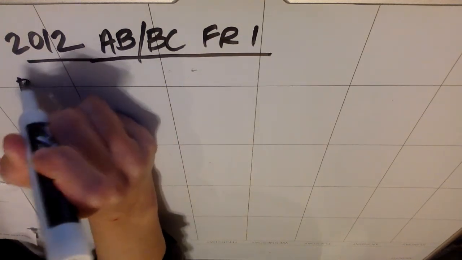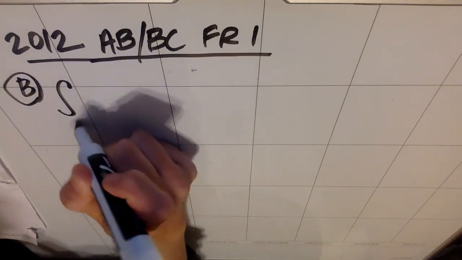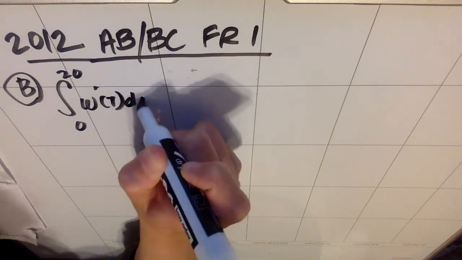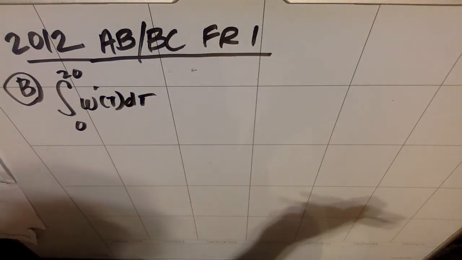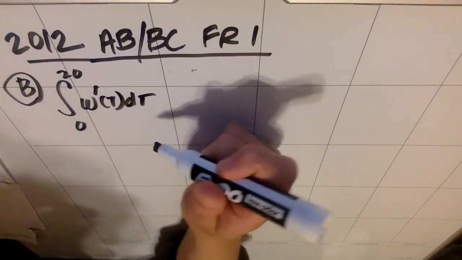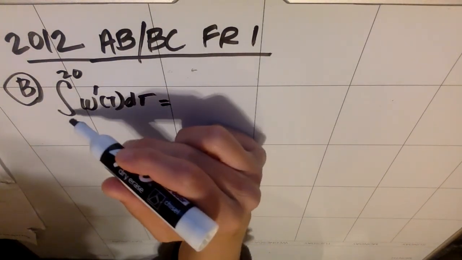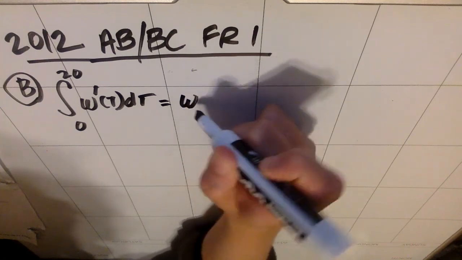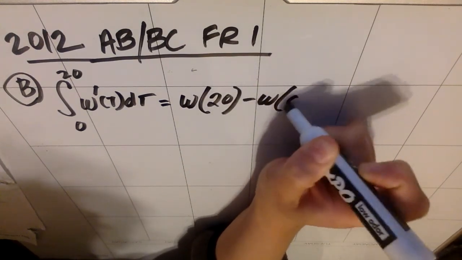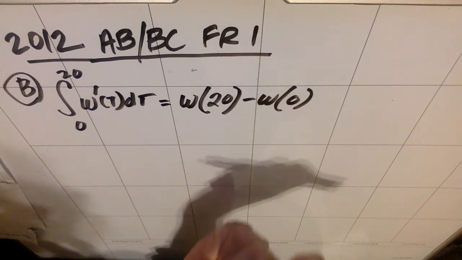So in part B, I'm asked to integrate from 0 to 20 of W prime of t dt. It is worth noting that I was not asked to approximate it this time. I was asked to evaluate it, meaning I should get the actual answer. So the first fundamental theorem of calculus tells us that if we integrate a derivative, we essentially just get the original function, so W of 20 minus W of 0. Well, those are both values that are given on our table.